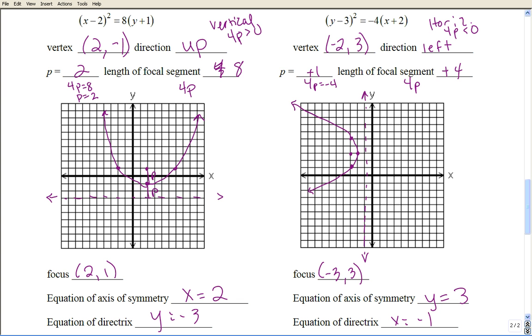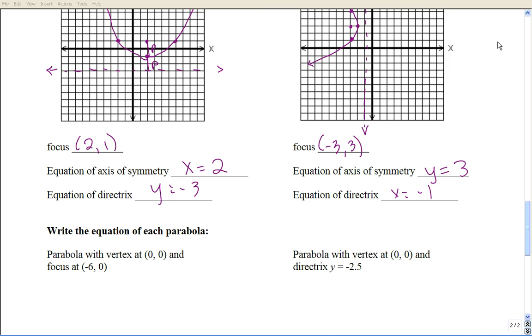And there we go. Okay, so there's 2 more things on this paper, aside from the homework problems on the bottom. But I would like for you to practice writing the equations for these 2 parabolas right here. And then we'll go over them in class.